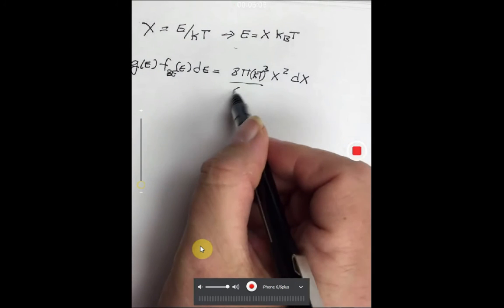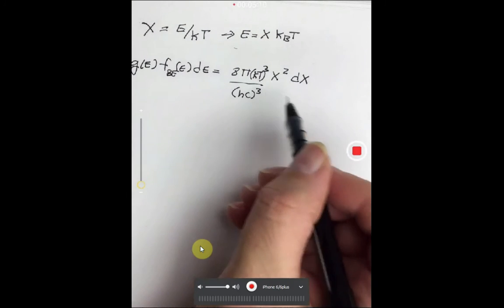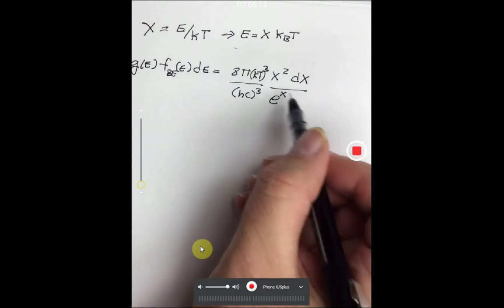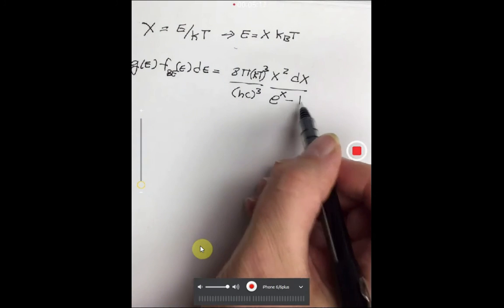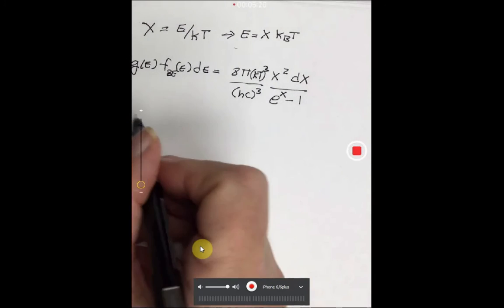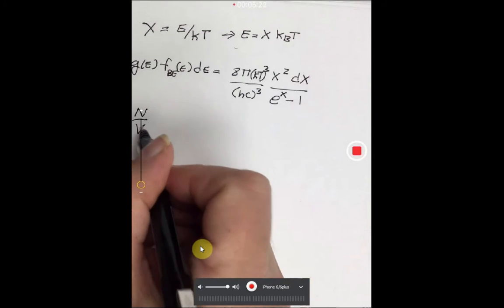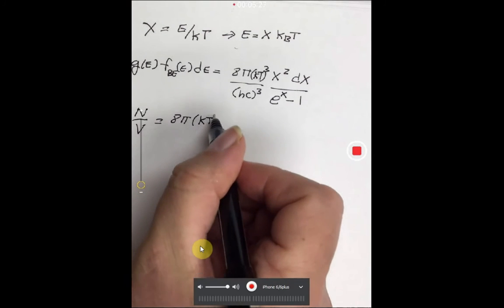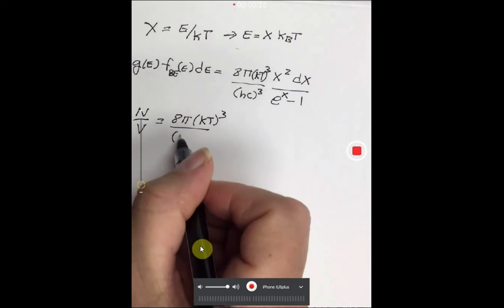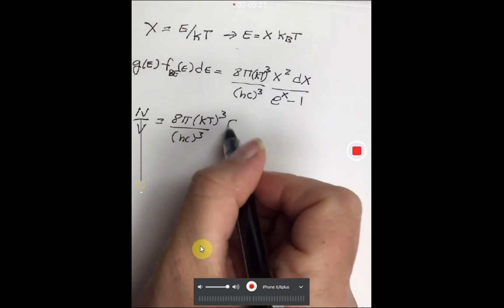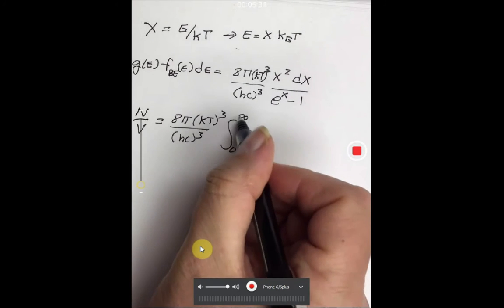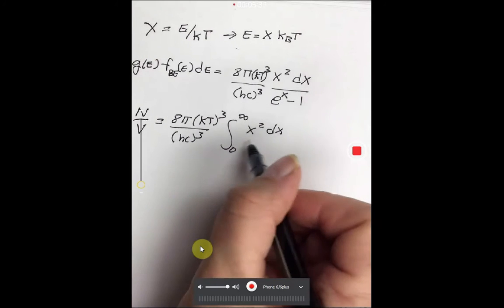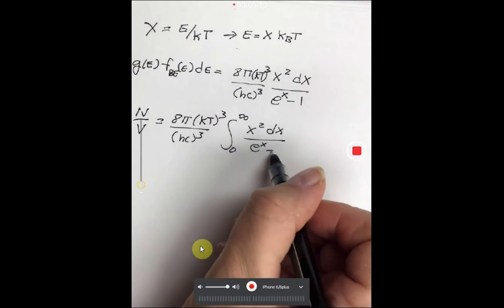I still have HC cubed down here. And then I have e to the now x instead of e over KT, minus 1. So to get the number per volume, I need to do this integral. Zero to infinity still are my limits. X squared dx, e to the x minus 1.